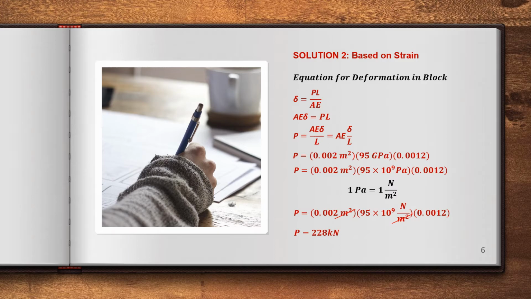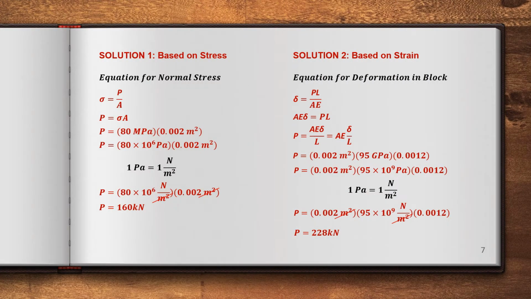Since we're done with our solutions, here's the summary. For solution 1, which is based on stress, P is equal to 160 kilonewton. And for solution 2, which is based on strain, P is equal to 228 kilonewton. As I have said earlier, the minimum value of these two will be considered as our allowable load or as the maximum load. Among the two, 160 kilonewton is the smallest value. Therefore, the largest load that can be applied is 160 kilonewton.